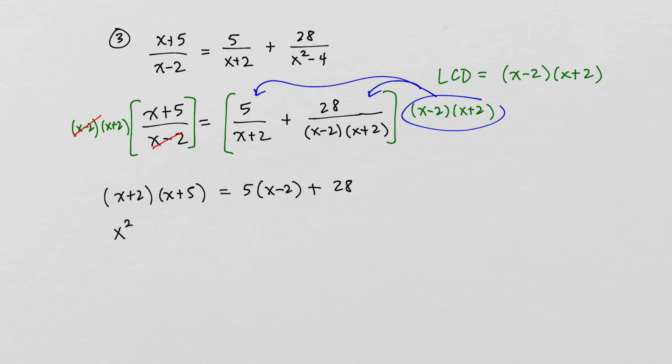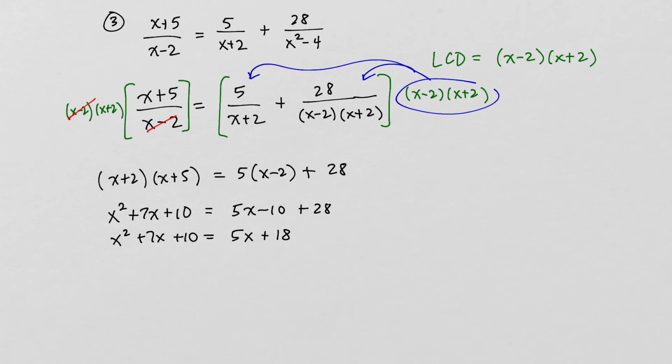So I'm going to multiply out these two binomials here, which I'm sure you all know how to do. I'm going to multiply out the parentheses on the right-hand side. Now, of course, on the right-hand side, negative 10 plus 28 is positive 18. And now you can see we have a quadratic equation, and what we need to do is set that equal to 0.